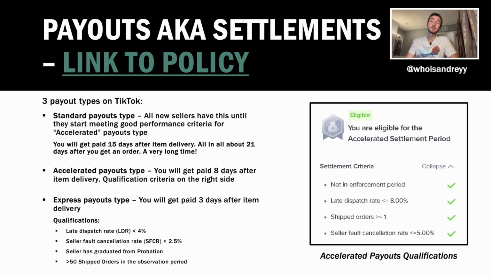Okay, with express payouts, metrics are more strict, so the late dispatch rate should be 4%, and the seller fault cancellation rate less than 2.5%. You need to graduate from probation, as I mentioned, and you do need to have more than 50 shipped orders in the observation period. So keep all that in mind, and I included a link to the payout policy in the video description too, so check it out, and let me know if you have questions too.